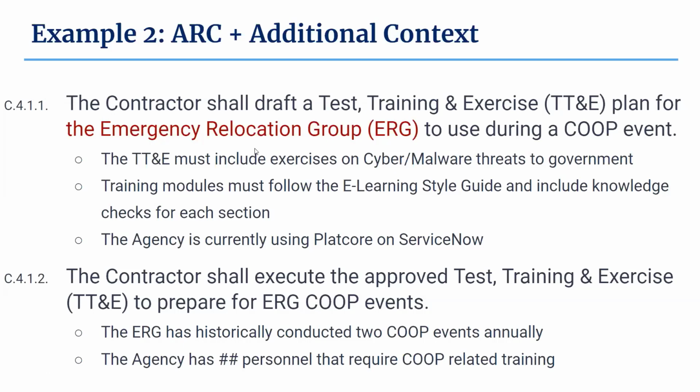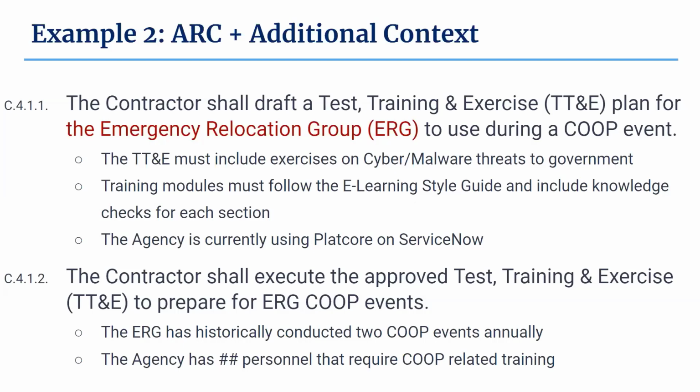Okay, so use this format for each of your requirements. Now you can see there's additional context. This is how we do additional context. Okay, so the test, training, and exercise must include exercises on cyber malware threats to the government. Okay, so we're adding a constraint. All right, so we're saying you're going to draft this plan, but it has to include exercises on this particular topic. That's critical. All right, got it. Training modules must follow our e-learning style guide and include knowledge checks for each section. Okay, so we've got additional constraints, additional requirements for this draft plan.